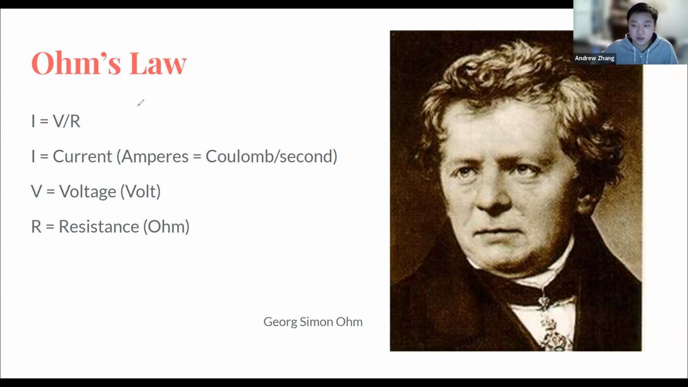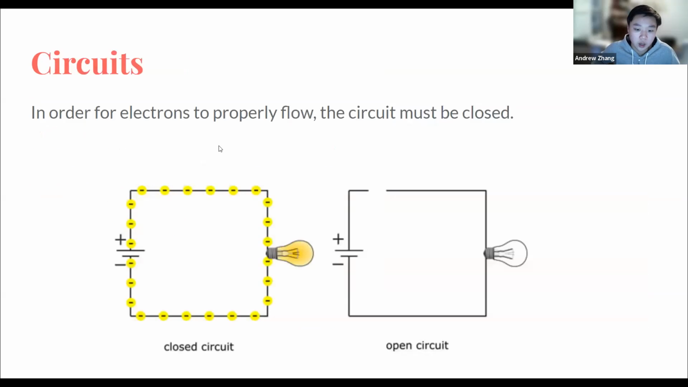You can think of it like a river: if you increase the resistance, you're putting more rocks and debris in it. It impedes the flow of the water, so you're decreasing the current. So if you increase R, you can see in this equation that I will decrease, assuming V stays constant. So that's just a quick review of Ohm's law.